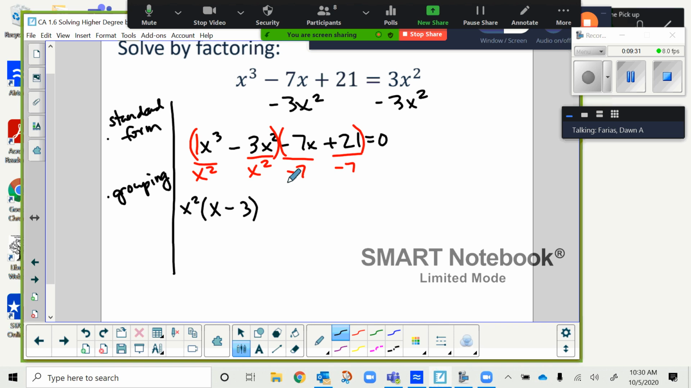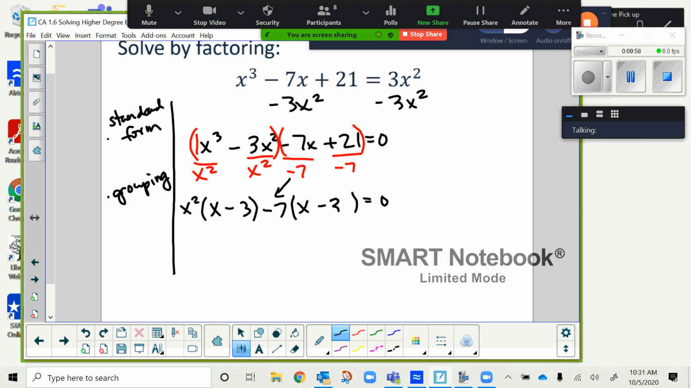The -7 was the GCF for that group. And I'm going to put the leftovers in parentheses. So -7 divided by -7 is +1x. I didn't write the 1 though, because we don't have to. And then 21 divided by -7 is -3.